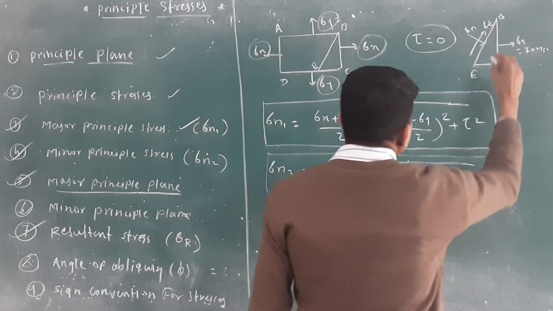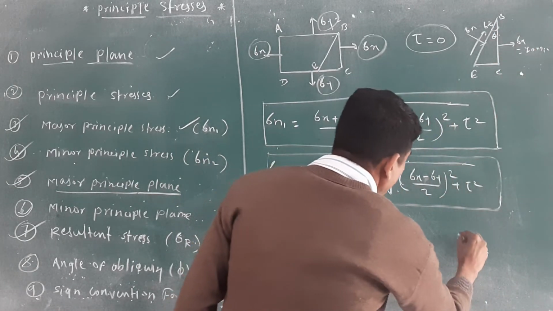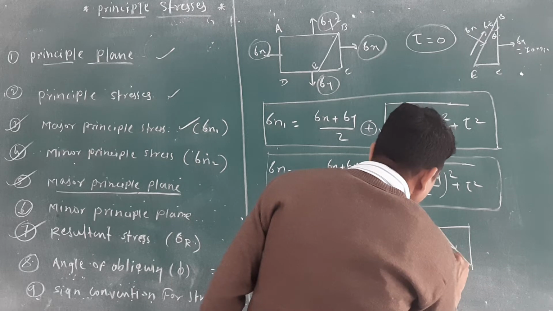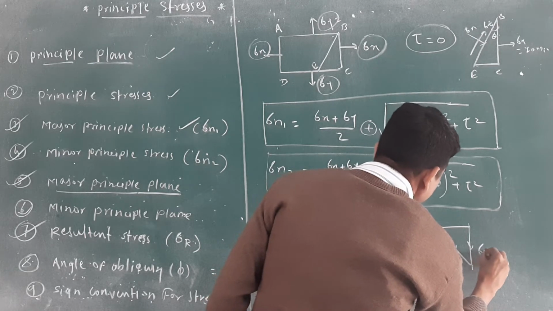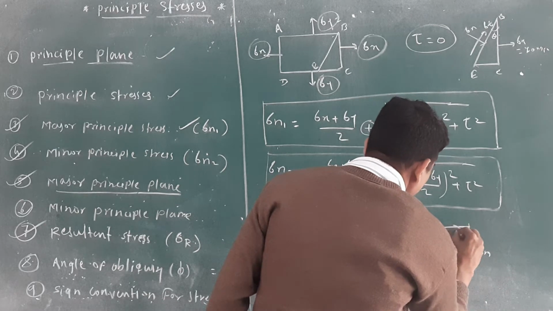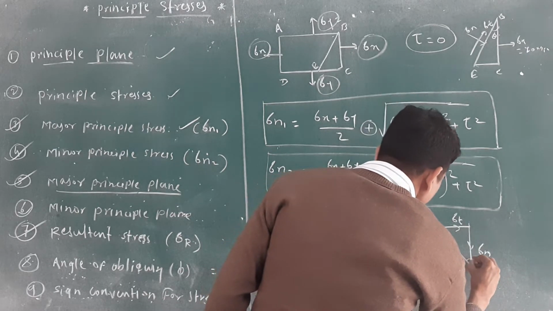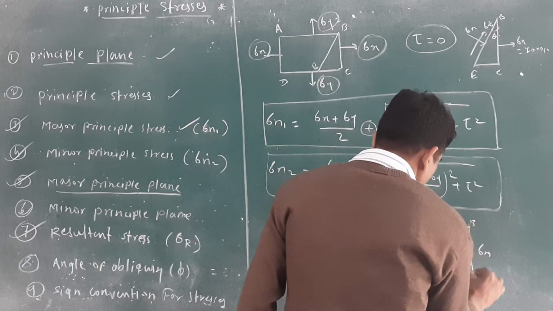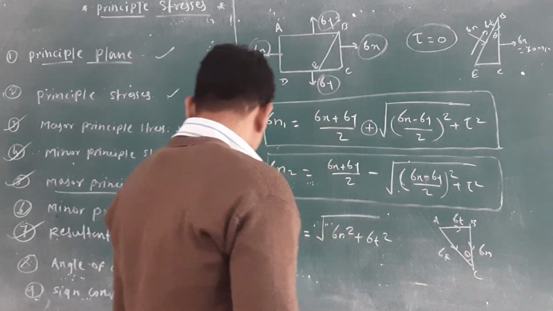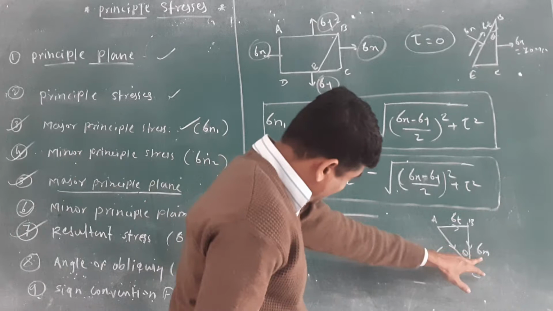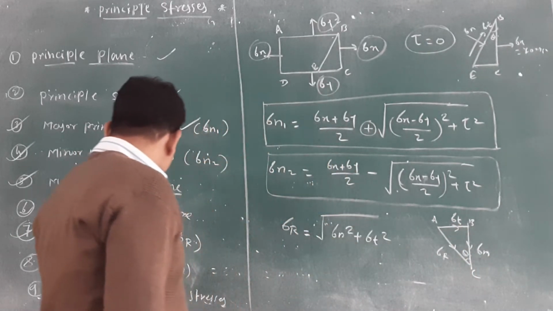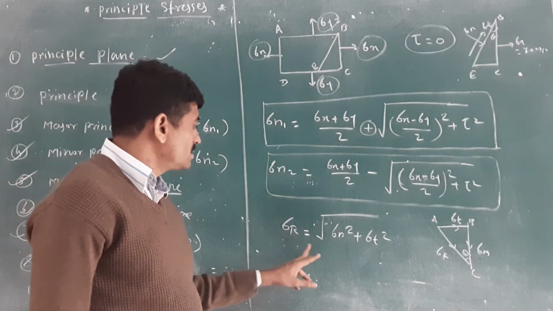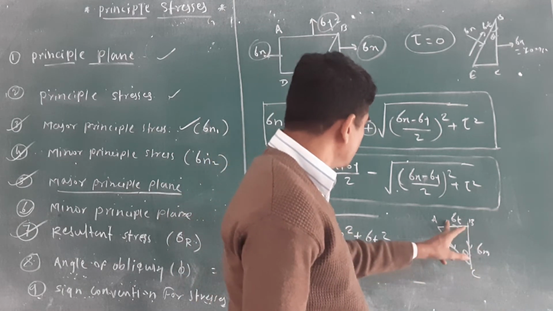Here I have shown the angle theta. I will draw again. See, in this way. Here is your resultant stress sigma r, here is sigma n, the normal stress, and here is sigma t, the tangential stress. The angle theta is made by the face, suppose here is ABC, BC face. So the resultant of normal stress and tangential stress is known as the resultant stress. Sigma r is equal to root of sigma n square plus sigma t square.